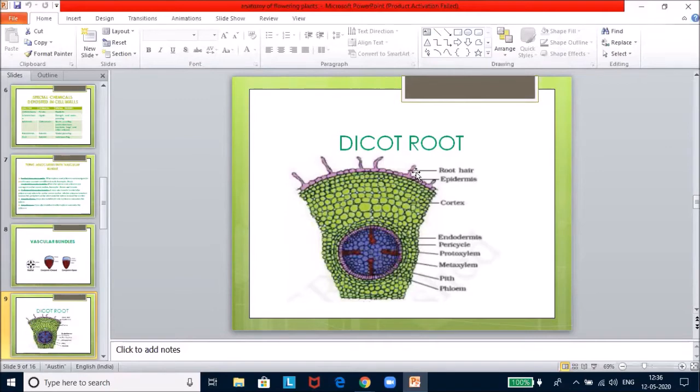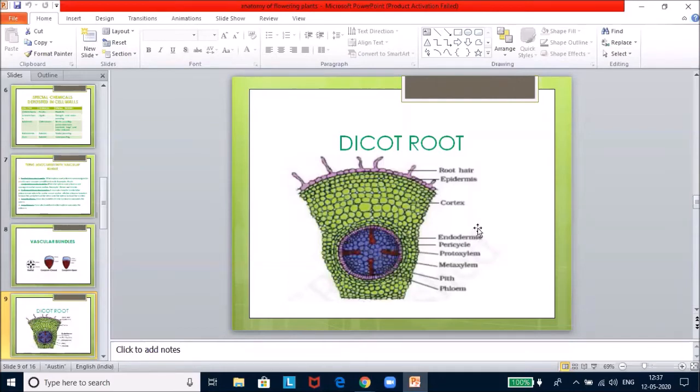So this is the root hair. If it is a dicot stem, it could be a trichome. Here it is a root, so it is a root hair. This is the epidermis. This is the cortical region. This is the endodermis, and this is the pericycle. So you have to understand the positions of protoxylem, metaxylem, pith, and the phloem. So this is very, very important. They will ask you to identify it as A, B, C, and D, and then they might ask you to identify the parts. Now let me explain to you in brief.